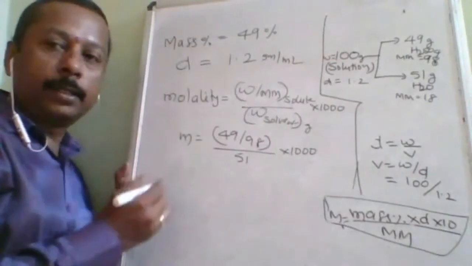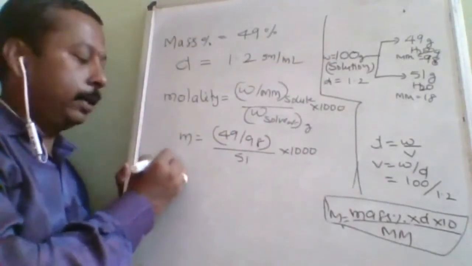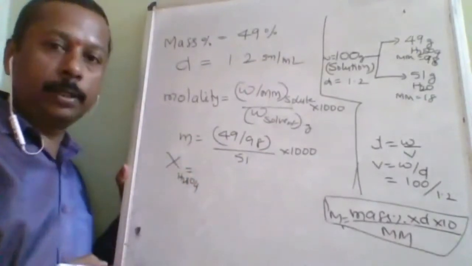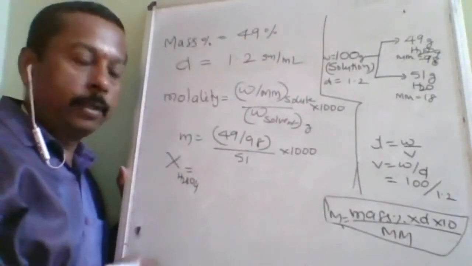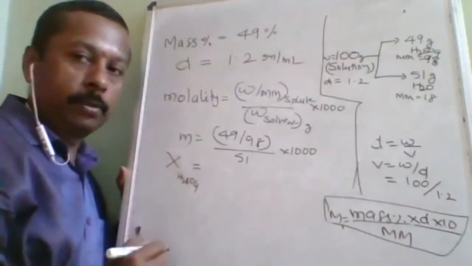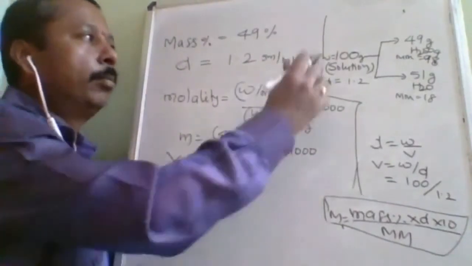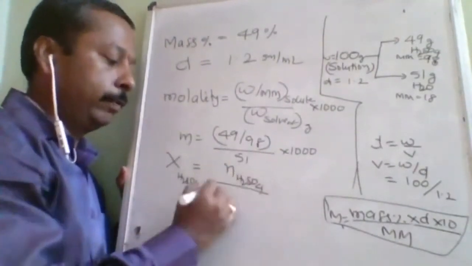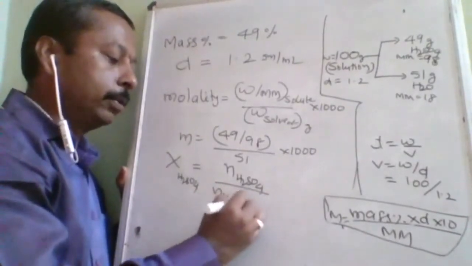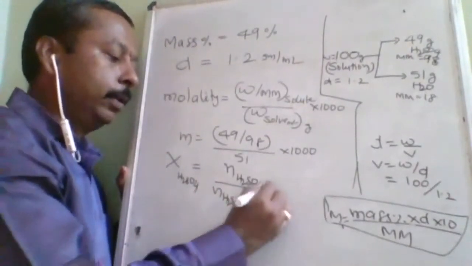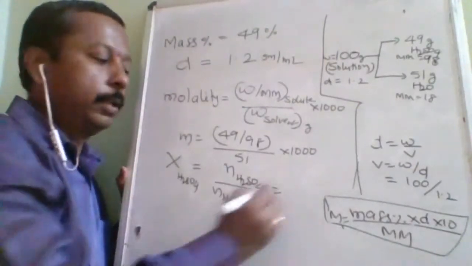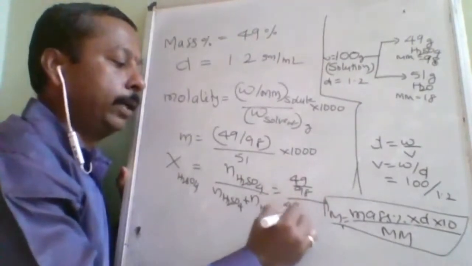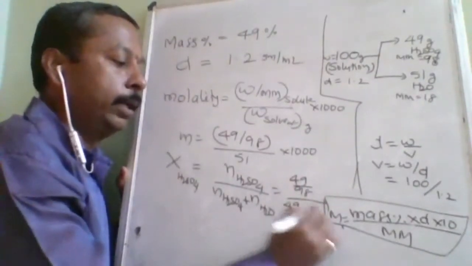Now let us see the magic. Mole fraction. Suppose I want the mole fraction of H2SO4. Mole fraction of H2SO4 is equal to the number of moles of H2SO4 divided by the number of moles of H2SO4 plus the number of moles of water. So this is equal to 49 by 98 divided by 49 by 98 plus 51 by 18.